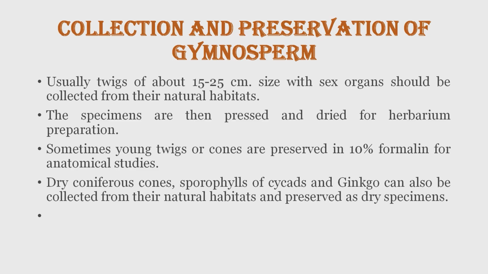Collection of gymnosperms. Usually a specimen of about 15 to 25 centimeters in size, along with the sex organs, should be collected from their natural habitats. The specimens are pressed and dried for the herbarium. Young twigs or cones can be collected and preserved in 10% formalin for anatomical studies.